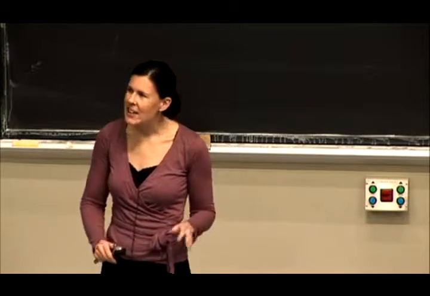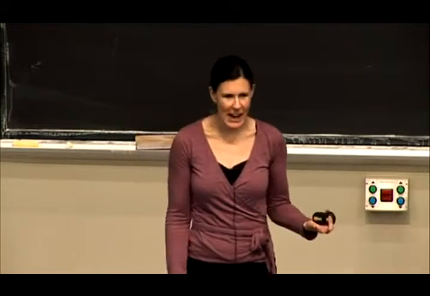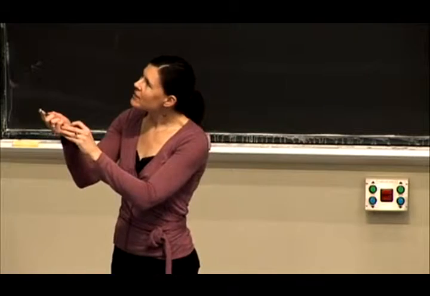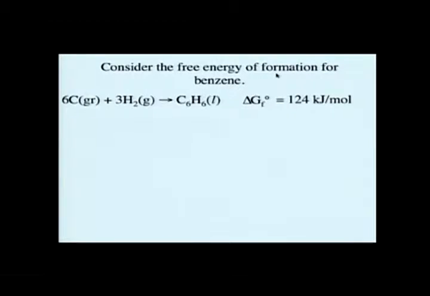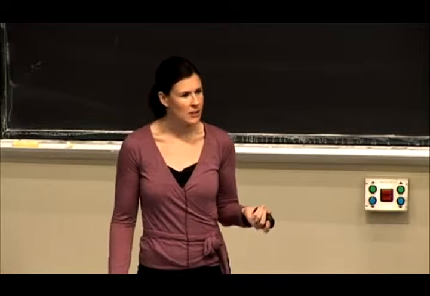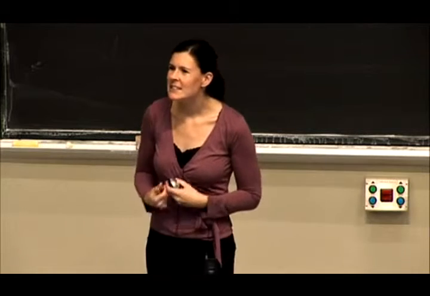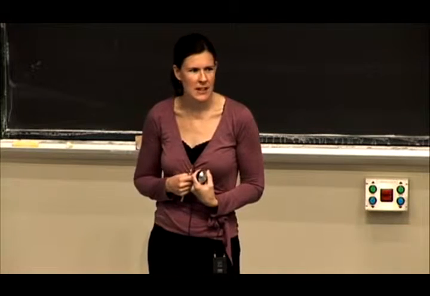So we could look at any number of examples. Really, we could pick any compound to look at. But up on the screen here, I'm just putting the formation of benzene. We've looked at benzene a lot. So benzene has a delta G of formation of 124 kilojoules per mole. Is benzene stable or unstable compared to its elements?